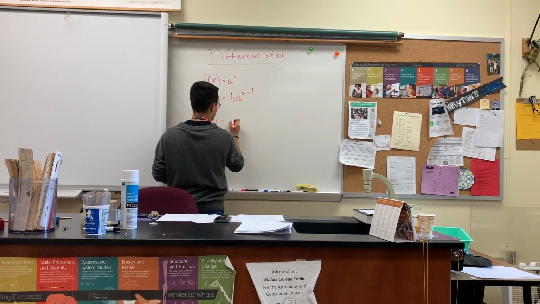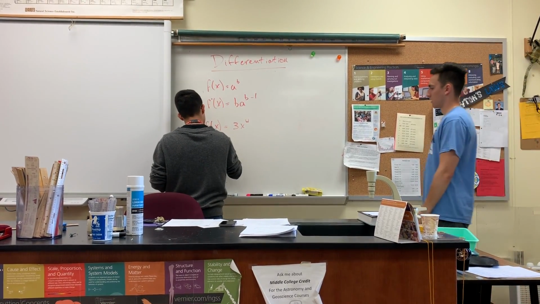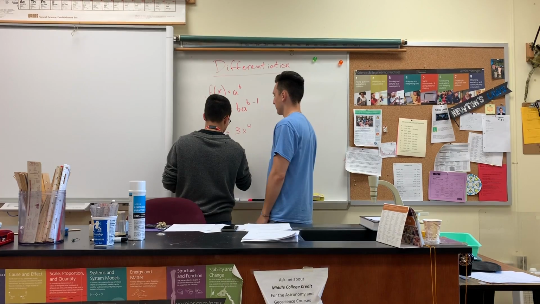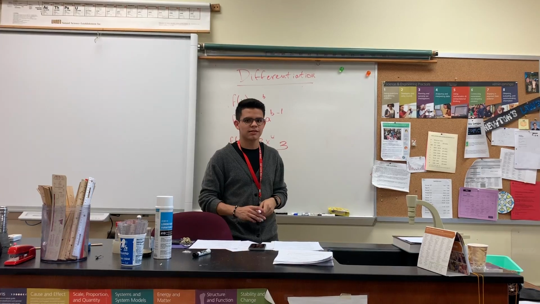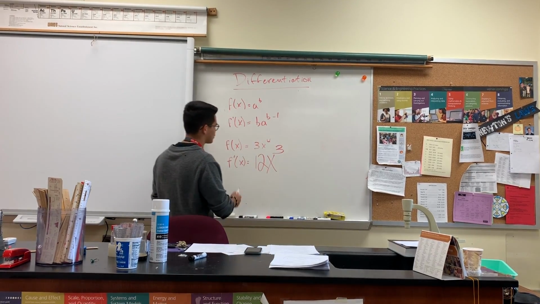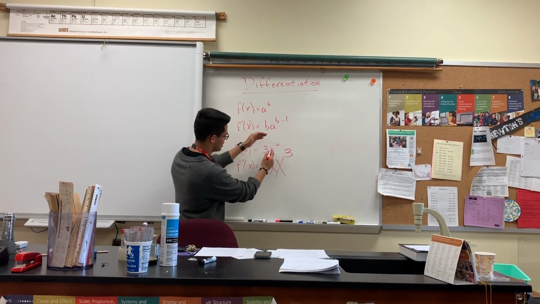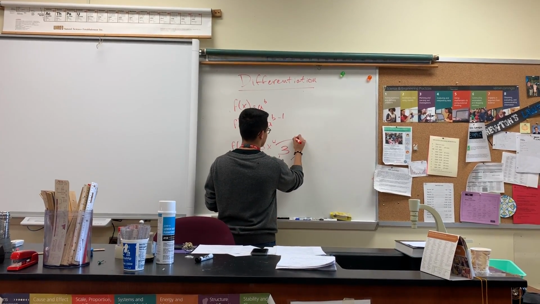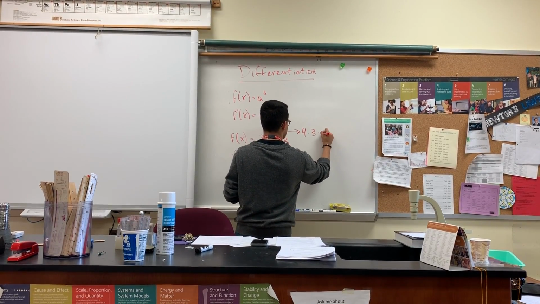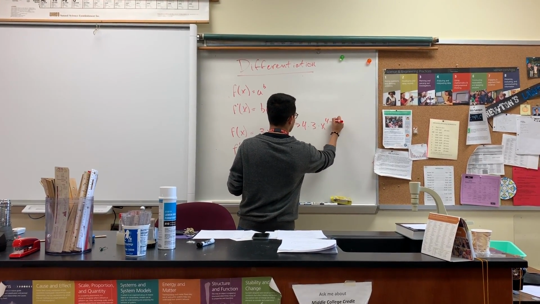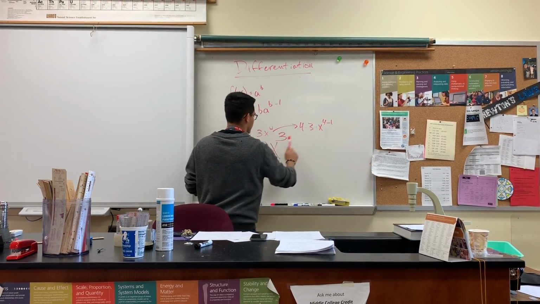F of x is equal to 3x to the 4th. What is f prime of x? Andrew? All right, class, as we can see, Andrew wrote 12x cubed. Now, just to clarify how he got this answer, right? 4 times 3 times x to the 4th minus 1. Then you simplify. 4 times 3 is 12. 4 minus 1 is 3.